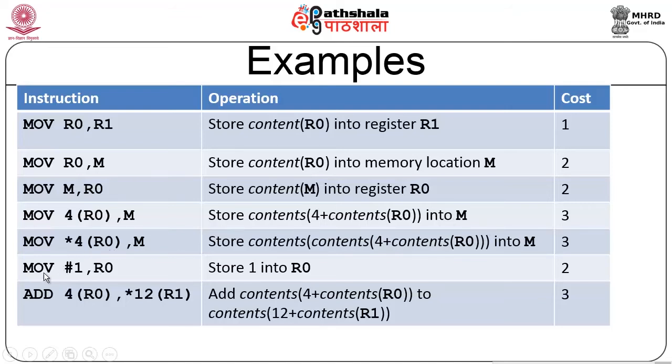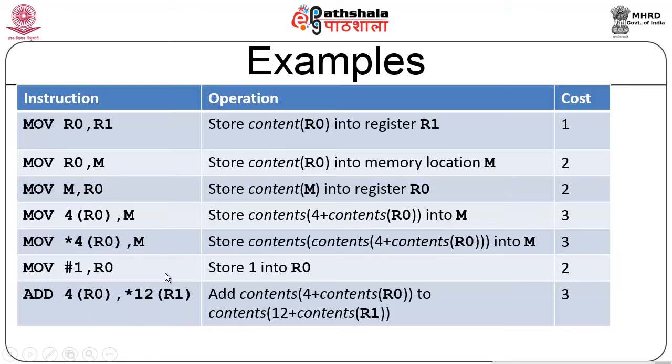Okay. And then move hash 1 comma R0. So, move is going to cost us 1. We already said hash 1, that is the immediate operand, will basically cost us 1 more, which is going to be the cost 2. Now again here add 4 of R0 comma star 12 of R1.